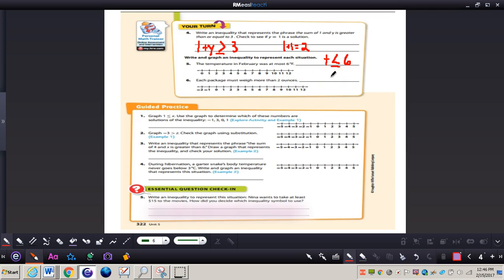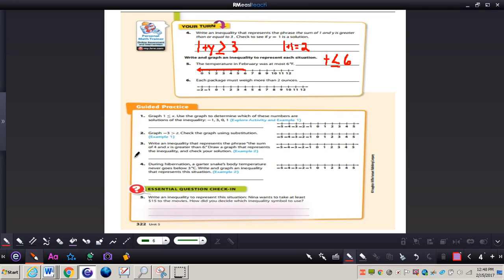Now we need to graph this. And because there's a line underneath our less than sign, meaning less than or equal to, we will close the circle for 6, and then we will draw our line to the left of 6, ending with an arrow. So you can see t is less than or equal to 6. Now let's take a look at number 6 together.